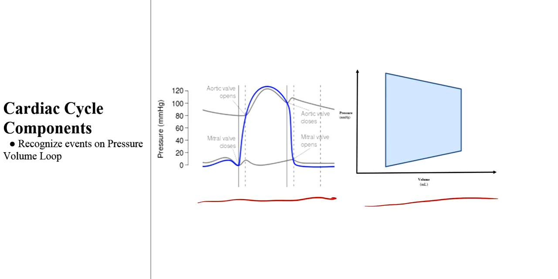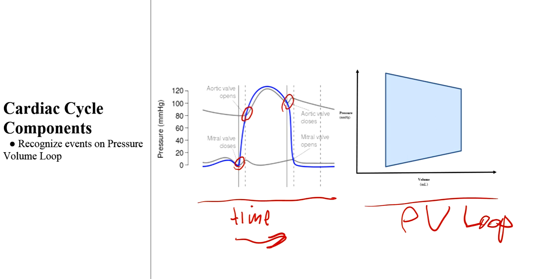This is confusing, and the reason why this is such a good test question is because time is represented on here. This is from the Wiggers diagram, and then this is the pressure volume loop. We have a lot of events happening on the Wiggers diagram: the mitral valve closes, the aortic valve opens, the aortic valve closes, the mitral valve opens. Again, there's no time on here. This is the left ventricle. That's what we're talking about.